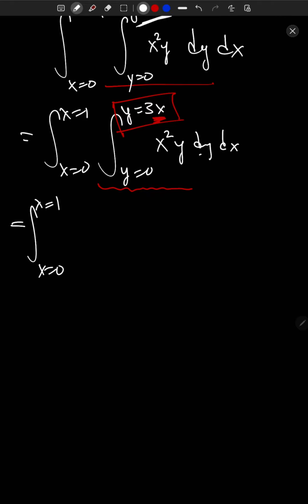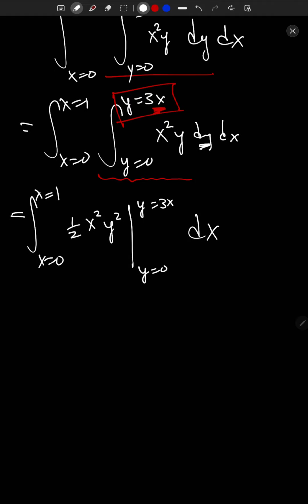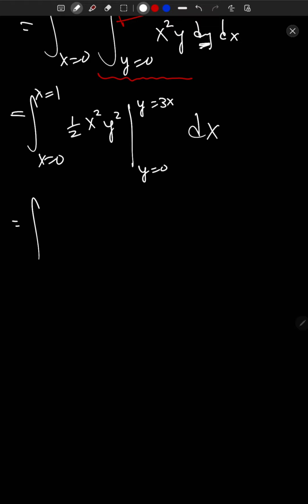The integral of x squared y: the x squared is constant, so we get 1/2 x squared y squared. We're evaluating that from y equals 0 to y equals 3x, and then we have to integrate dx. All right. And so this ends up being x equals 0, x equals 1, 1/2 x squared. When we plug in y equals 0, we get nothing. When we plug in y equals 3x, we get 3x whole thing squared.